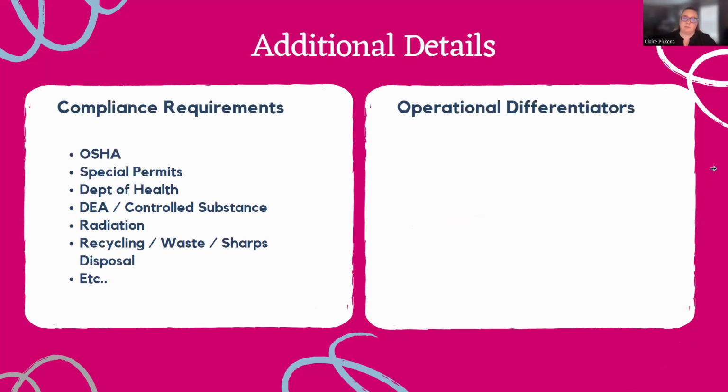And in an operations plan, there can be lots of additional details based on the industry that you're in. So let's start with compliance. OSHA, any special permits that you need to have, Department of Health considerations, the DEA or controlled substances, radiation, recycling, waste, or sharps disposal, or anything that is specific to your particular area of business.